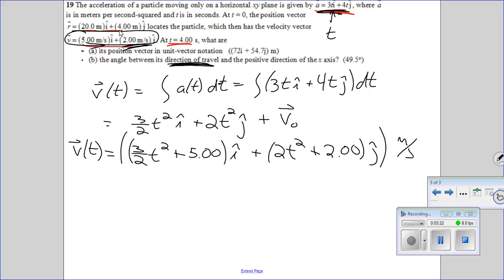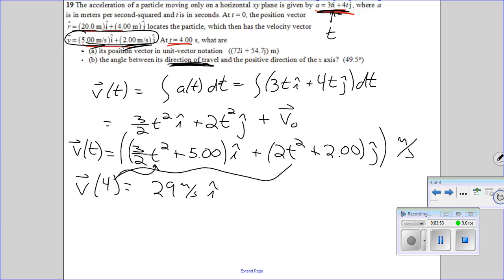Okay, so I can actually answer question B right now, can't I? I know my velocity vector, depending on t, is this. So let's find our velocity after 4 seconds. I'm just going to plug 4 into this equation. t squared is going to be 16. 3/2 of 16 is 24 plus 5. So I'm going to get 29 meters a second in the i direction just by plugging in 4 for my time. And then I also plug in 4 for my time over here. So 4 squared is 16 times 2 is 32 plus 2 is 34 meters a second in the j direction.